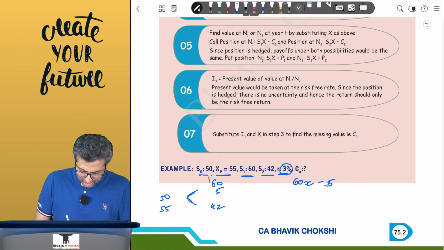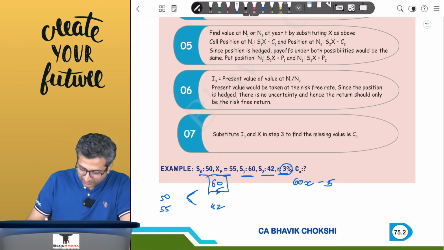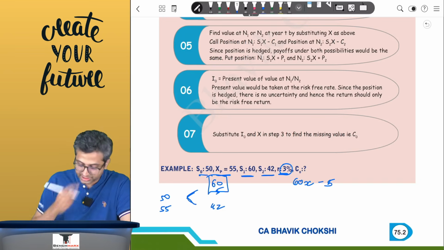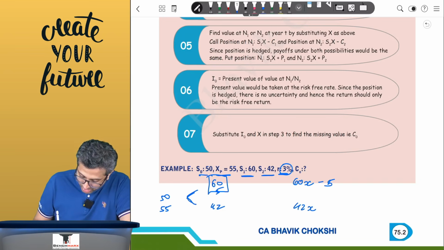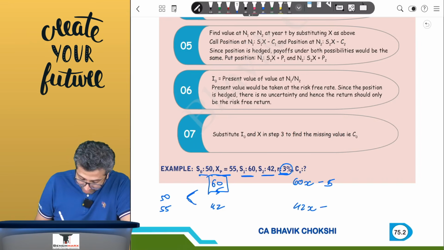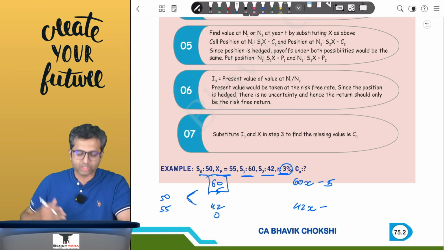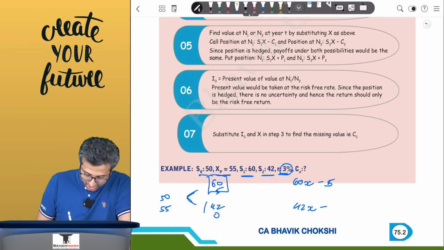On the other hand, when you look at the second case, you are having shares. How many shares? X shares. Price is 42. However, the option will not be exercised because they are having a right to buy at 55 shares which are worth 42, and hence they will not exercise it. The payoff will be 0.